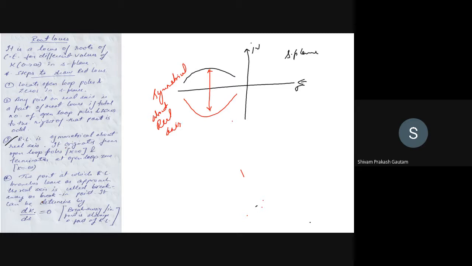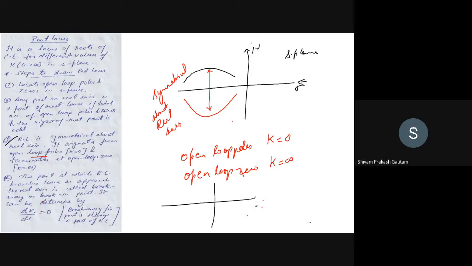And it is also saying that it originates from open loop poles at k equal to 0 and terminates at open loop zeros. So that means at open loop poles the value of k is 0, and at open loop zeros the value of k is infinite. For example, let me draw very roughly the poles and zeros of an arbitrary system. This is the real axis, this is j omega. Let us suppose I have one pole here and one zero here, right?